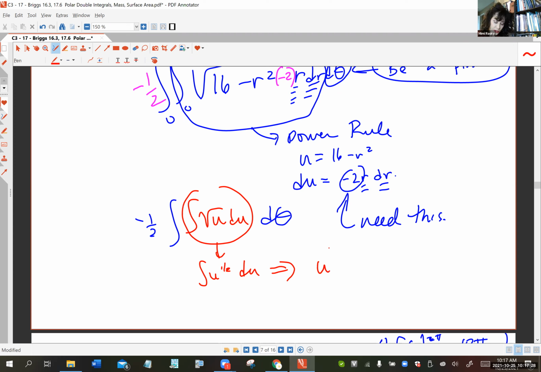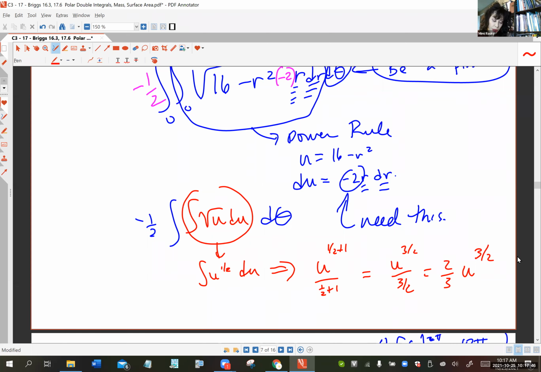And then I want an intermediate step. Using the power rule, it's u to the half plus 1, divided by a half plus 1. But that's the same as u to the 3/2 divided by 3/2. But dividing by 3/2 is the same as multiplying by the reciprocal, which is 2/3.